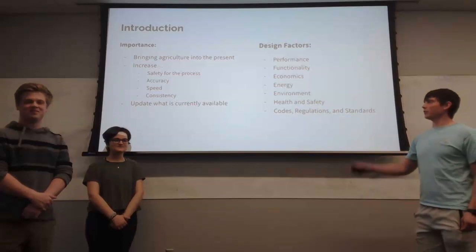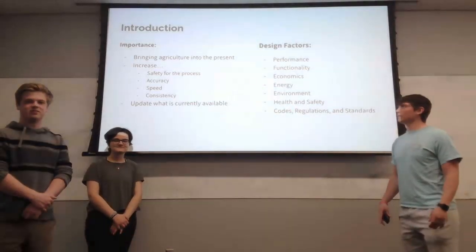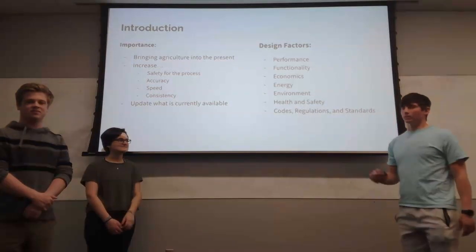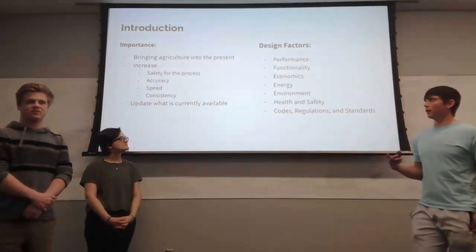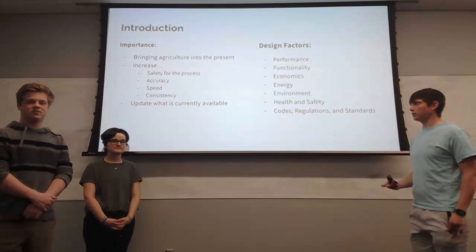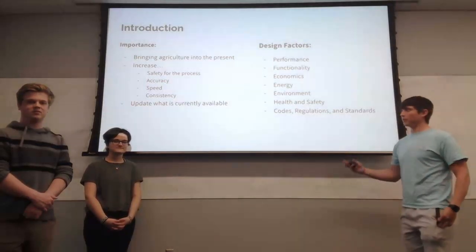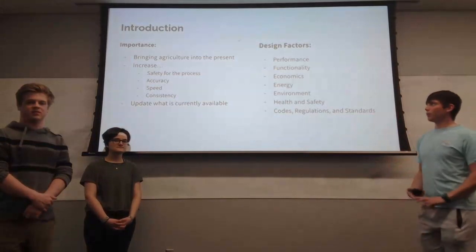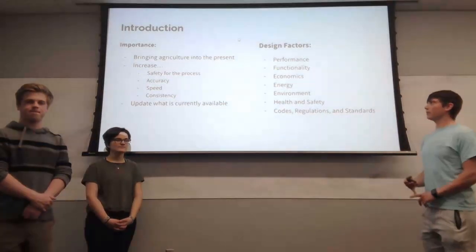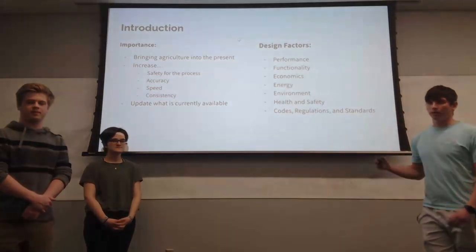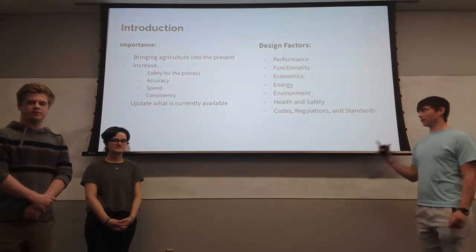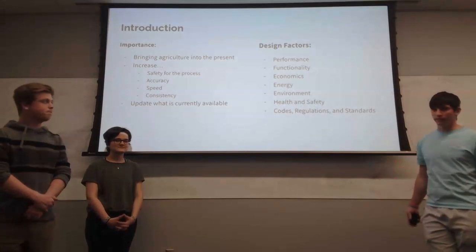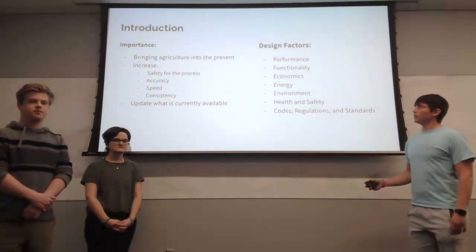Okay, so the little introduction to this project. The idea behind this is just to bring agriculture into the present with AI. Some of the things we wanted to increase were safety, accuracy, speed, and consistency. We just want to update what's currently available in the market. Some of the design factors are performance, functionality, economics, and energy. We take all these into consideration. We also have to take into consideration your code of ethics, health and safety, stuff like that.